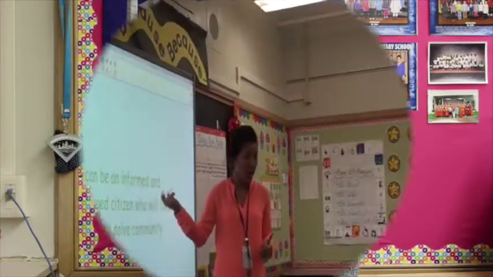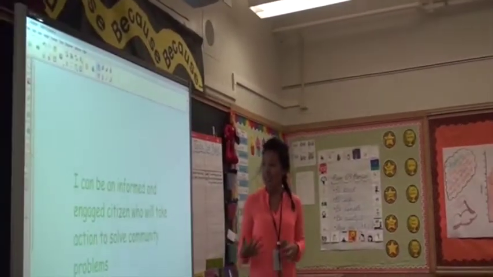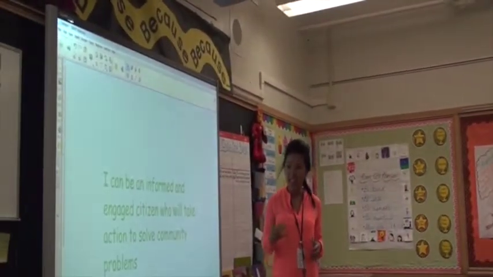For example, a couple of months ago, one of our students got into a car accident where he was crossing the street and he was hit by a car. And when I told students that, they immediately shouted out, oh, that probably happened because the cars are speeding there. And that allowed us to act on it. They wanted to be responsible citizens and act upon it. And so our social studies lesson for today says, I can be an informed and engaged citizen.